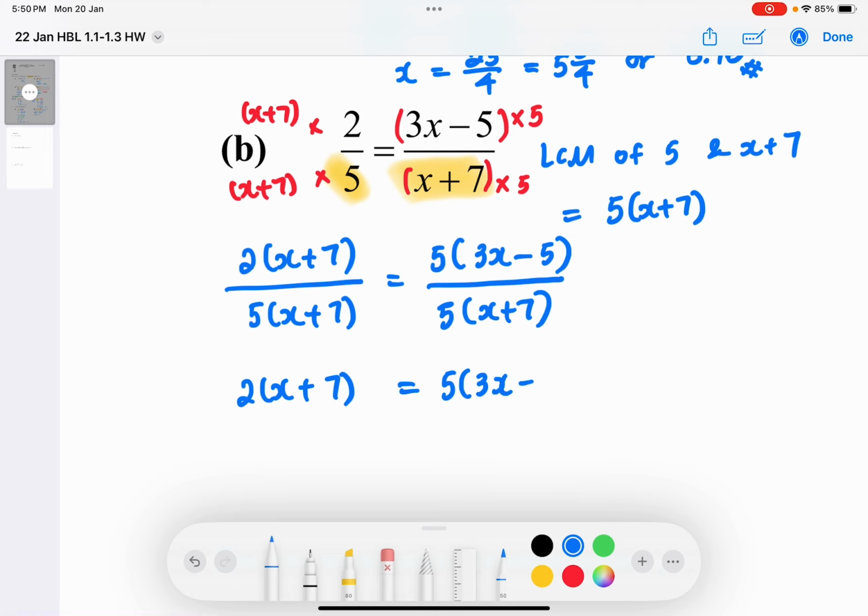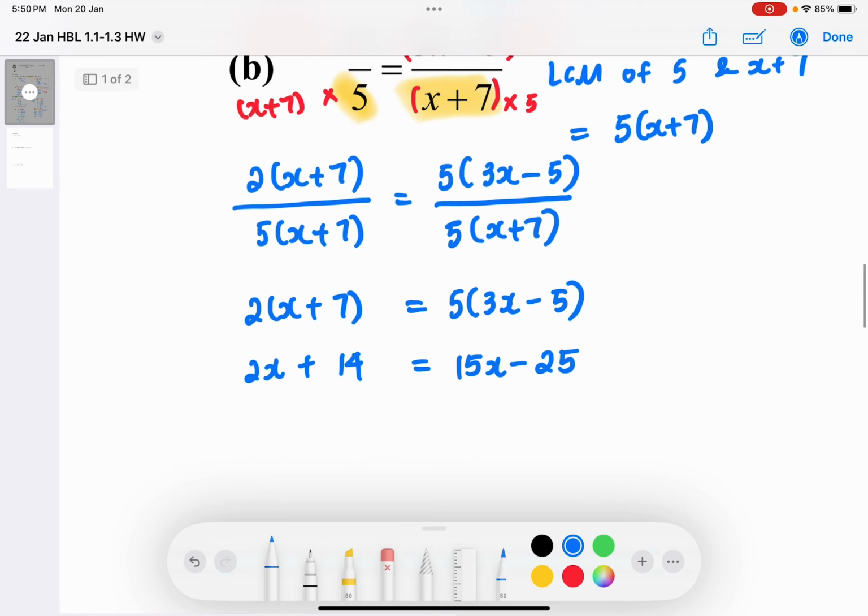Okay, so I can just solely focus on the numerator and the denominator disappears, right? Okay, so now I can expand 2 times x, that gives me 2x, 2 times 7, that gives me 14. 5 times 3x, that's 15x. 5 times negative 5, that's negative 25. Right? Then we will move the terms around again because I want to collect all my x on one side. So my x goes to one side and my numbers go to the other side.